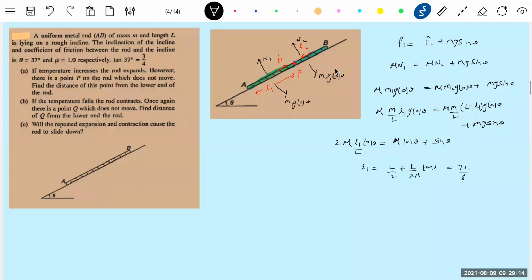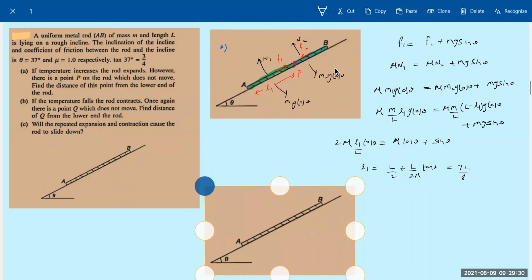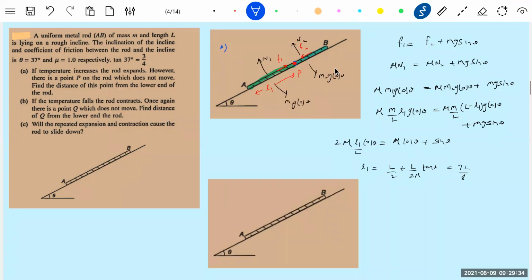Okay, then. Now, similarly, if the temperature falls, the rod contracts. Rise in temperature, what we discussed, this is. Next, we'll discuss for fall in temperature. Just a simple condition he has brought. So let there be a point. Now, what conditions will occur here now? The part AQ will move up, part QB will move down, when temperature decreases.